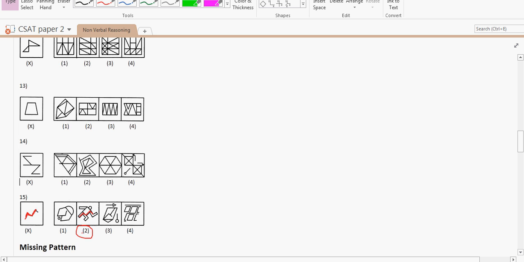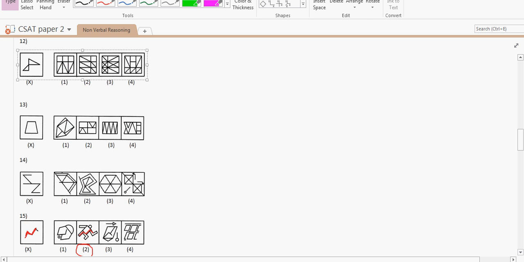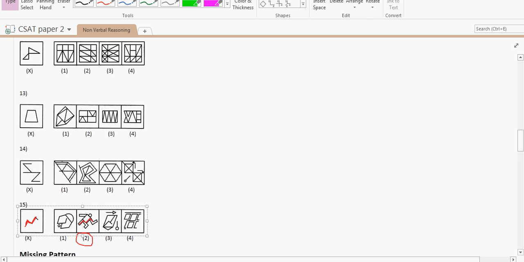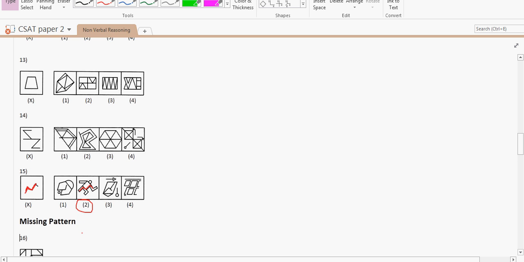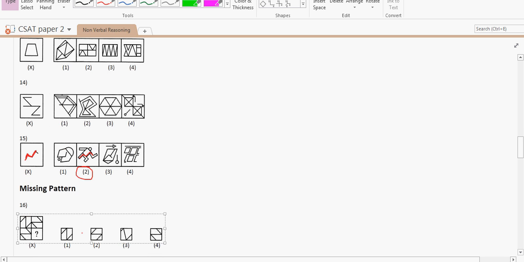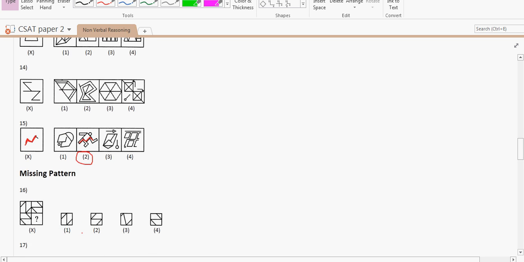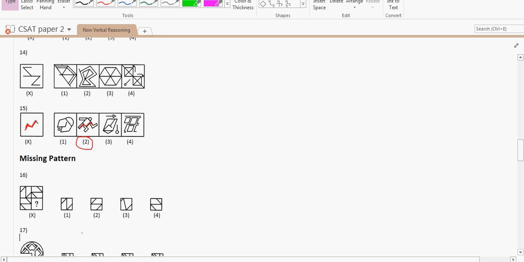Similarly, you can do for 12, 13, 14. You can find the embedded pattern in this way. You have to practice, practice and practice. That's the way it is, nothing more than that. So I am not putting much effort in it. I am leaving it to you because it is all the same thing that you have to practice.